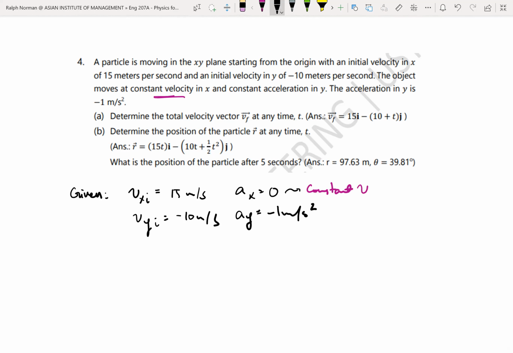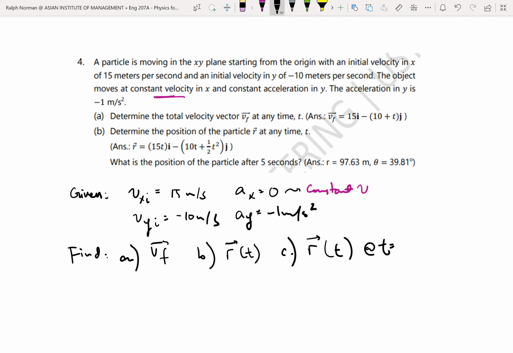Now that we have the given, let's try one by one to find A, the velocity vector; B, the particle r with respect to time; and C, its position essentially at time t, at t equals 5 seconds. So there we go.